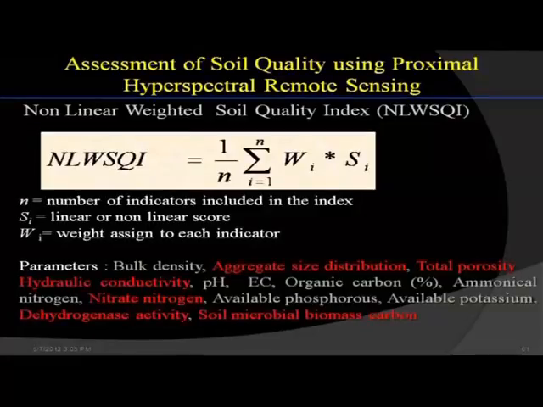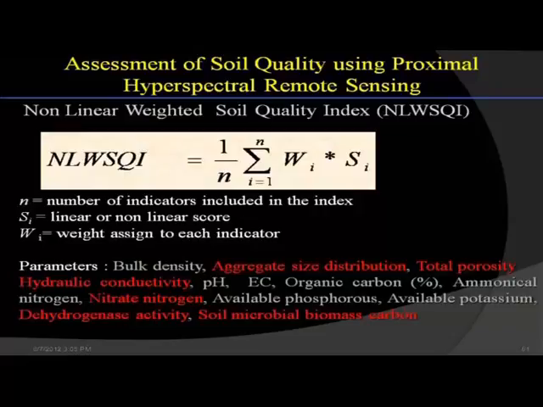Since we could retrieve soil parameters using these equations, there was an approach: can we monitor soil quality using this proximal hyperspectral remote sensing? So there is an approach called the nonlinear weighted soil quality index, where SI is the scoring of the parameter, N is the number of indicators, and WI is the weightage given to all these indicators.